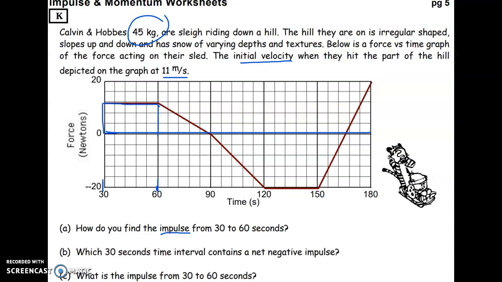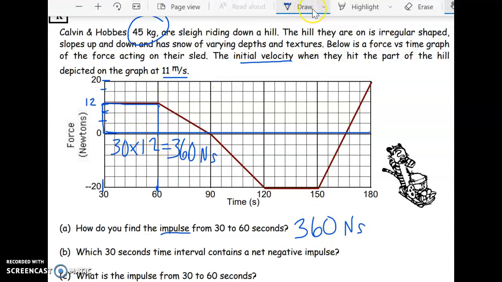We know that the area for a rectangle is base times height. So we know that the base is 30 seconds times the height. You can see that this goes up to 20, so that makes each line a value of 4. So 4, 8, 12, this is at 12 newtons. So 30 times 12 is going to give us 360 newton seconds. So the impulse for the first part of our graph, the 30 to 60 seconds, is 360 newton seconds. And it is a positive value because it's in the positive part of our graph.